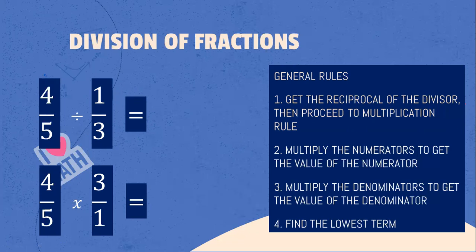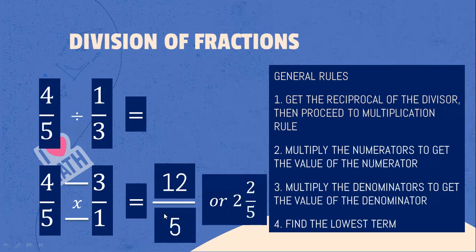Always remember that. We will now be multiplying both numerators. 4 multiplied by 3, that is 12. Then we will be multiplying both denominators to get the value of the denominator. 5 multiplied by 1, that is 5. Since 12 over 5 is an improper fraction, we will be getting its mixed number. Converting 12 over 5 to a mixed number will be 2 and 2/5. So 4 over 5 divided by 1/3 is equal to 2 and 2/5.